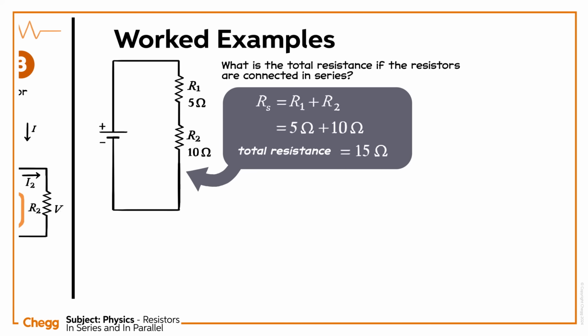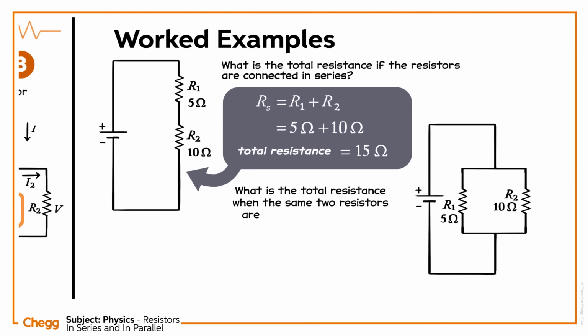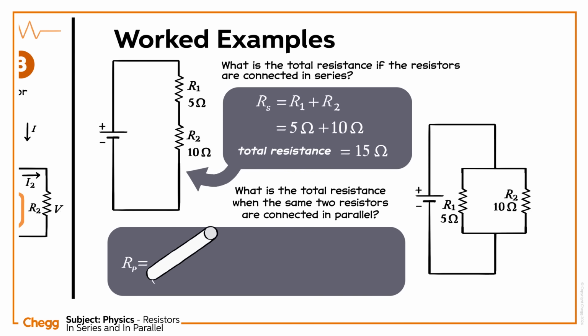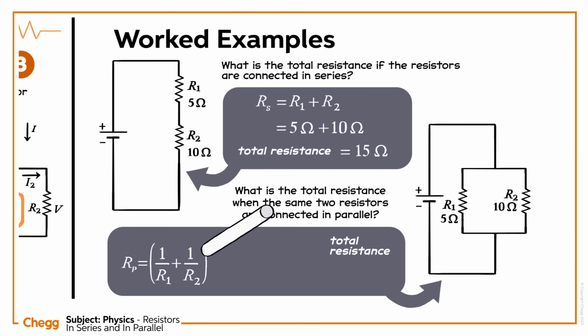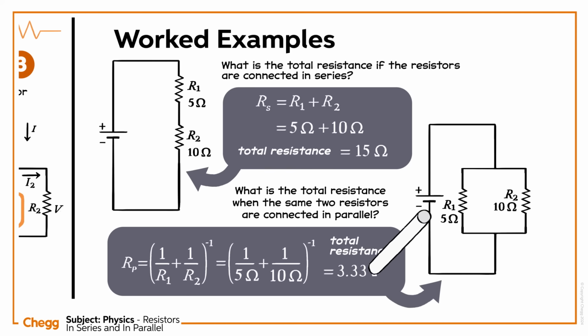Now for a second practice question. What is the total resistance when the same 2 resistors are connected in parallel? Let Rp be the total resistance. Take the equation for total resistance in a parallel circuit. Input the known resistance values and solve. Hence, Rp is equal to 3.33 ohms.